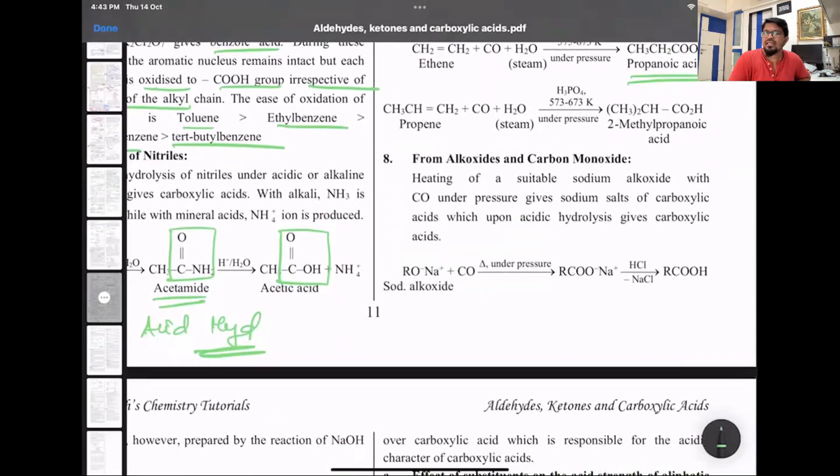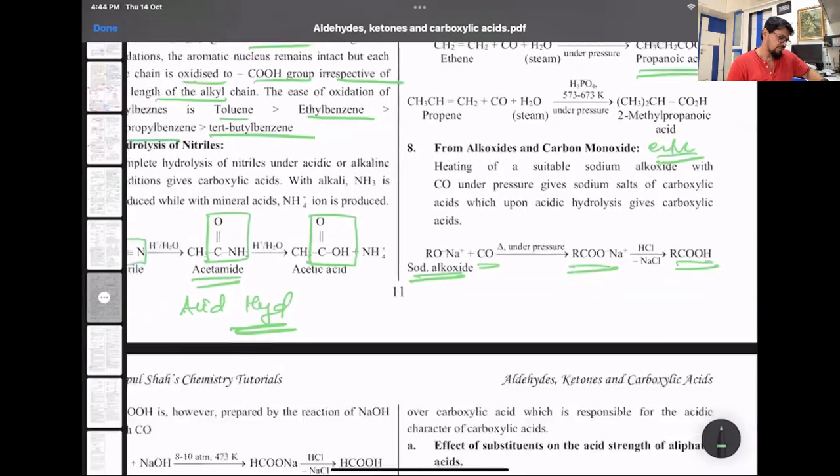Then from alkoxides and carbon monoxide, this is also an extra part. Heating a suitable sodium alkoxide, RONa, plus carbon monoxide, it forms sodium carboxylate, RCOONa, which with HCl on acidification gives you back the acid. So alkoxide with carbon monoxide under pressure gives you sodium salt. And sodium salt, if you acidify, you get back the acid.